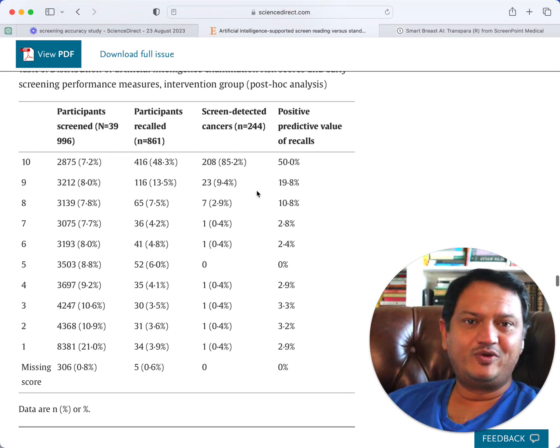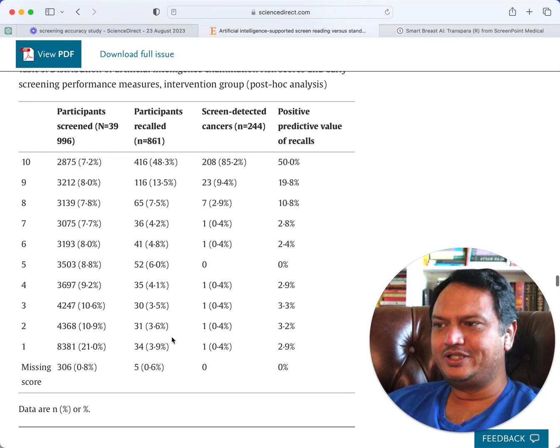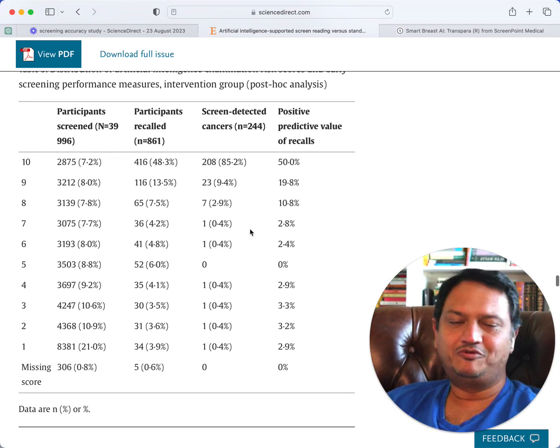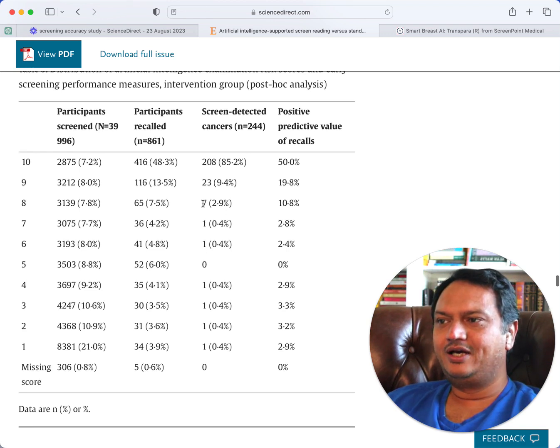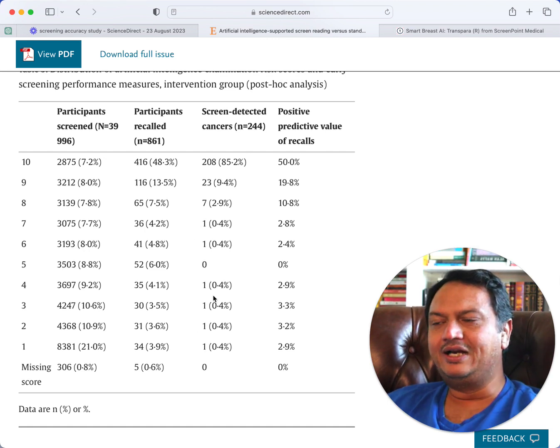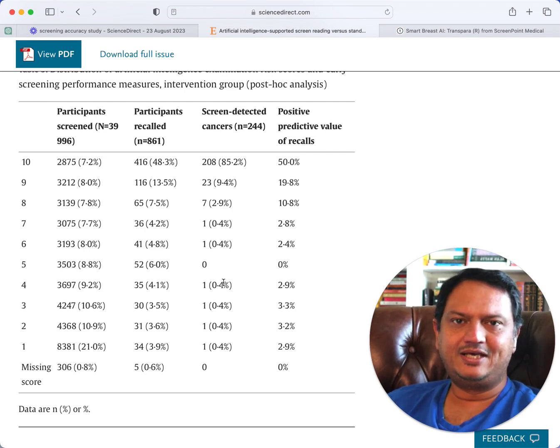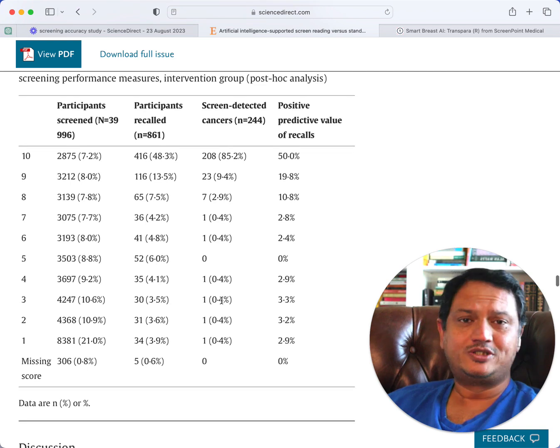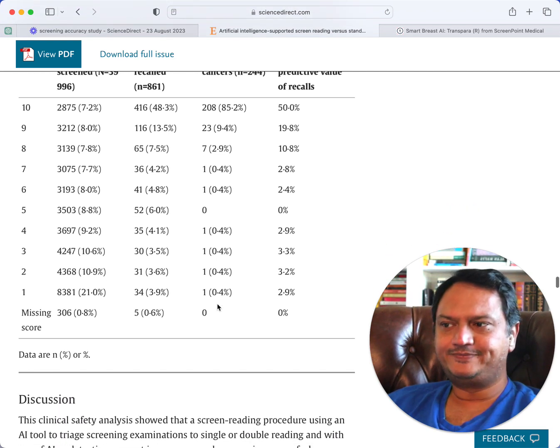Maybe that's a safer way of doing it. You have less chance of missing, although there are still some missed cancers. Very few, right? If you look at this, only 5 out of 244 cancers were missed, and these were presumably, I don't know for sure, the early stage ones. And if that's the case, then maybe they were picked up the next year as they became slightly more noticeable or slightly bigger or something like that.